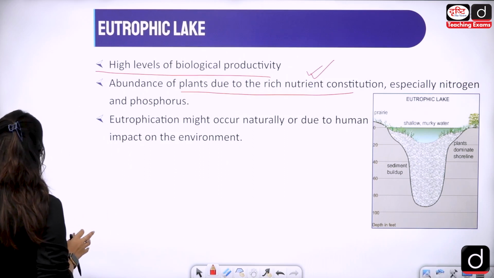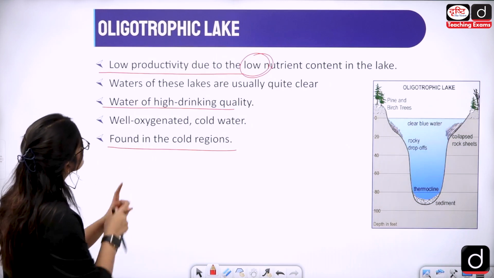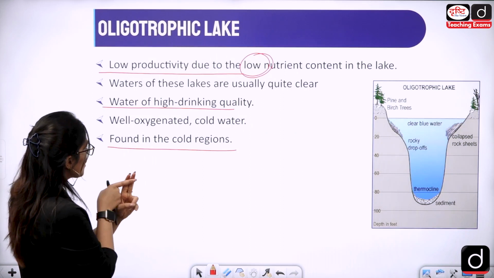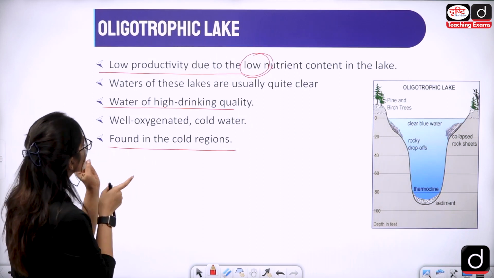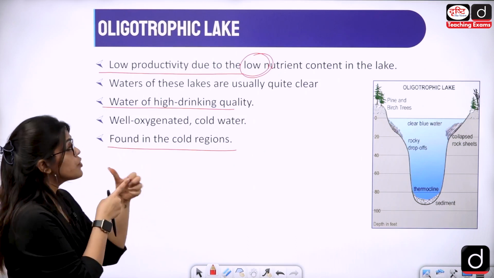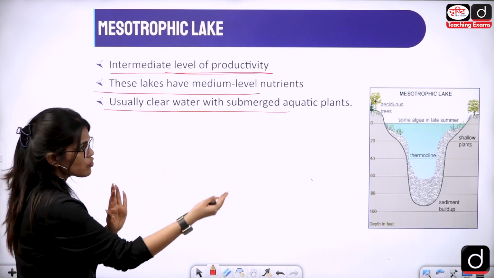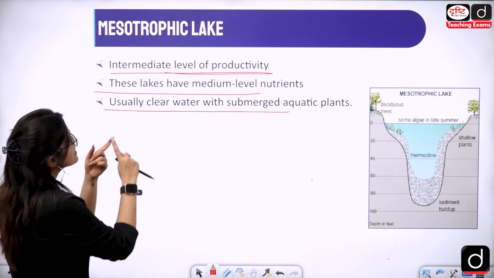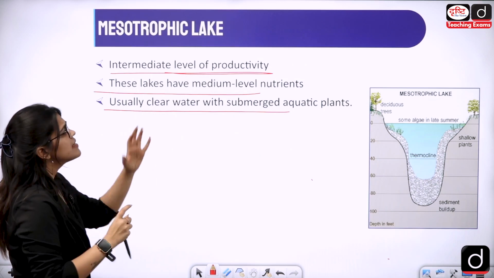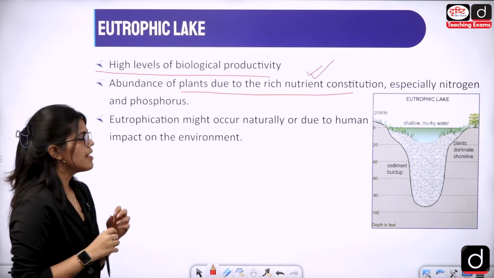Let us quickly revise the three lakes that we have. The first is the oligotrophic lake. It has clear water. It has cold water, well oxygenated. It is found in colder regions. Low productivity of the plants, low nutrients and low productivity are there. Then we have mesotrophic, that's the second stage. There is intermediate level of productivity. Then there is a medium level of nutrients and fairly clear water, and submerged aquatic plants are there.